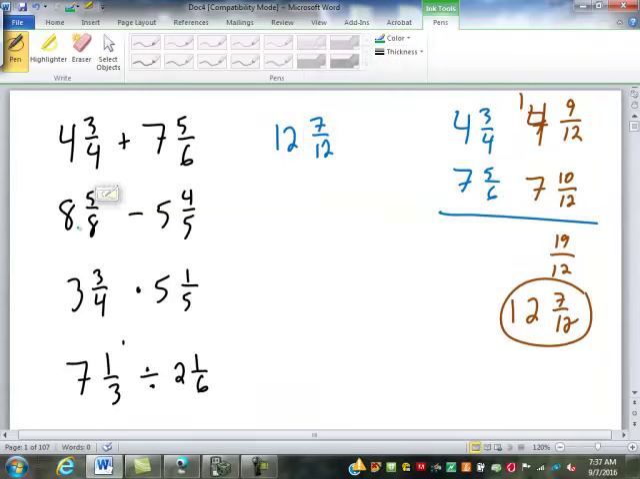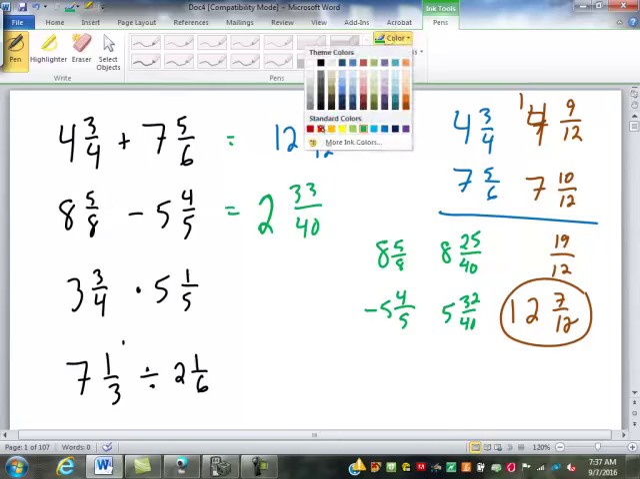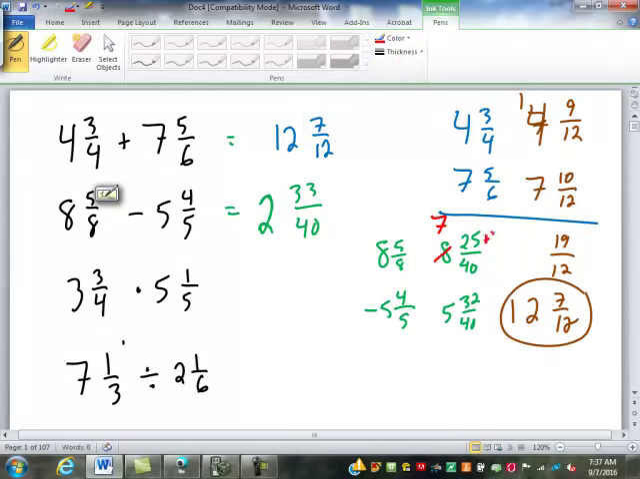8 5/8 minus 5 4/5. 2 and 33 40ths. So again, 8 5/8 minus 5 4/5. This will be 8 and 25 40ths, and 5 32 40ths. You're going to borrow. This will become 7. You have to add 40 here, so you get 65 40ths. Minus 32 is 33 40ths. 7 minus 5 is 2.